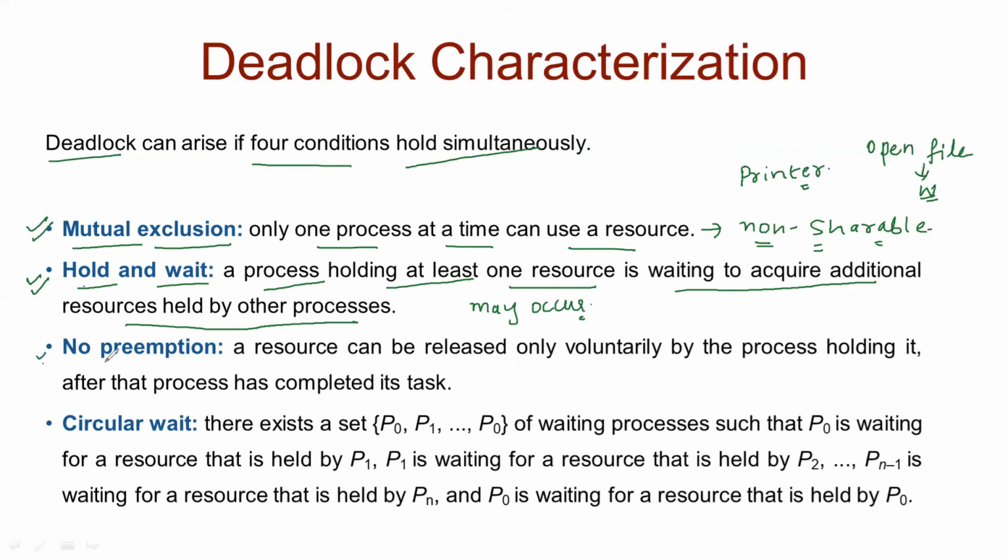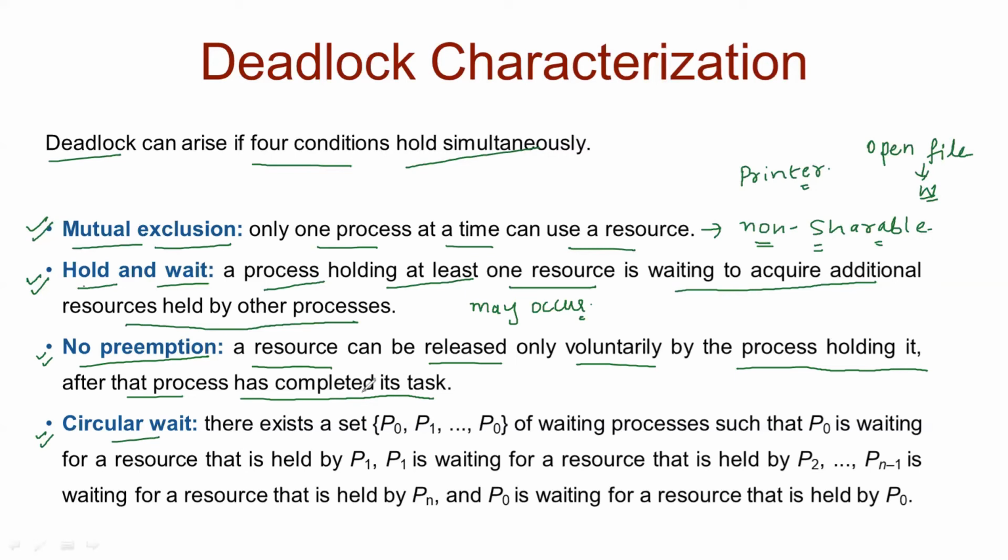Next is no preemption. No preemption means, as the name suggests, resources cannot be preempted, which means a resource can be released voluntarily by the process which is holding it after that process has completed its task. You cannot simply preempt the resources. Next is circular wait.